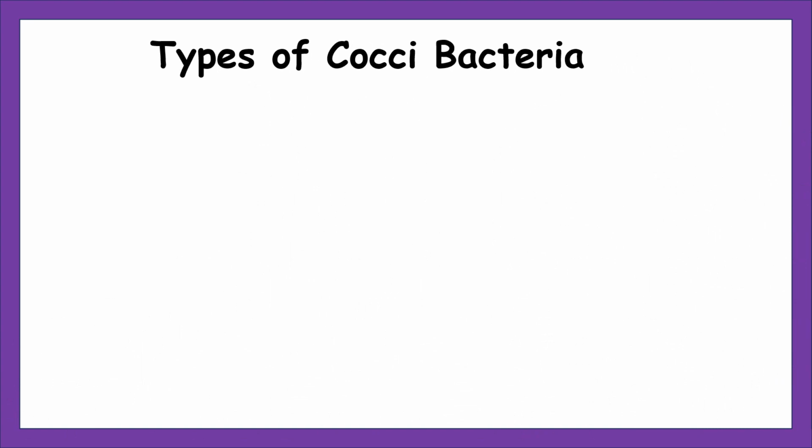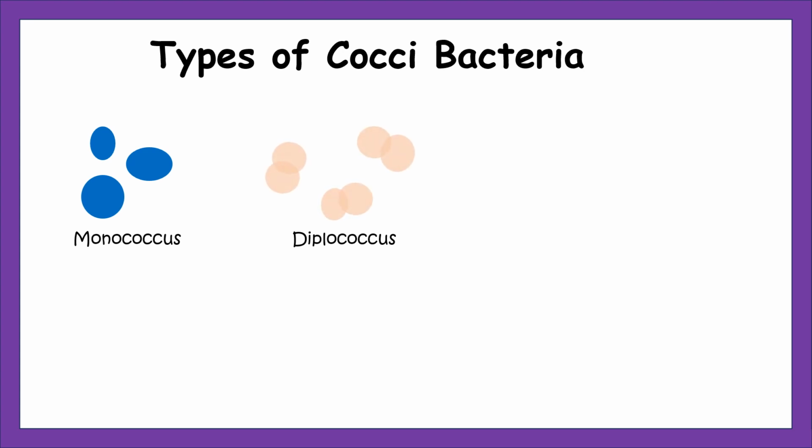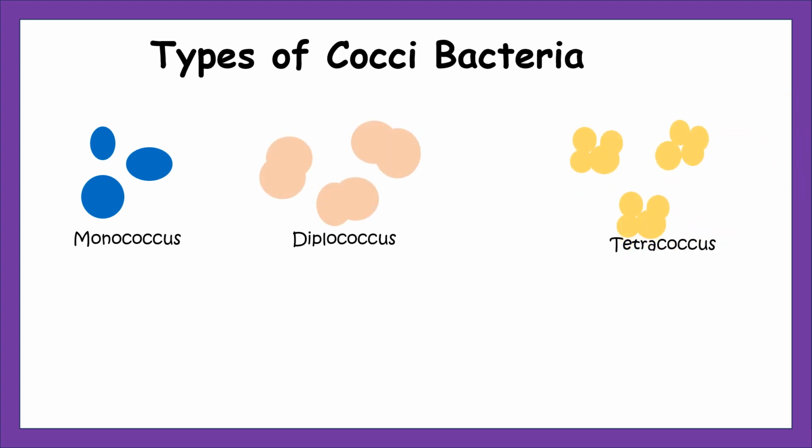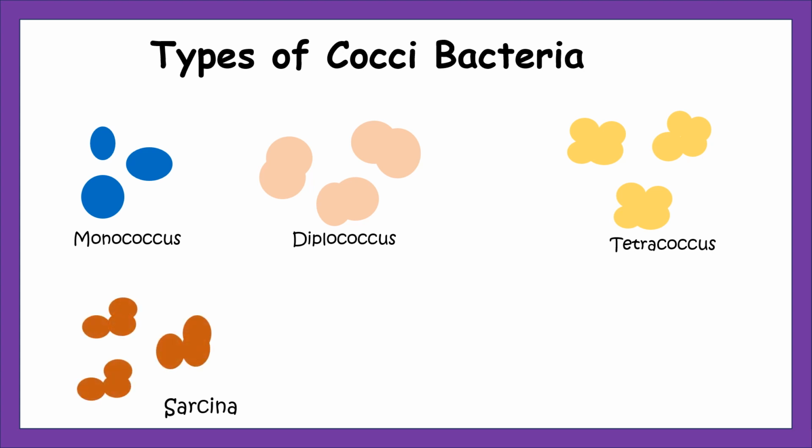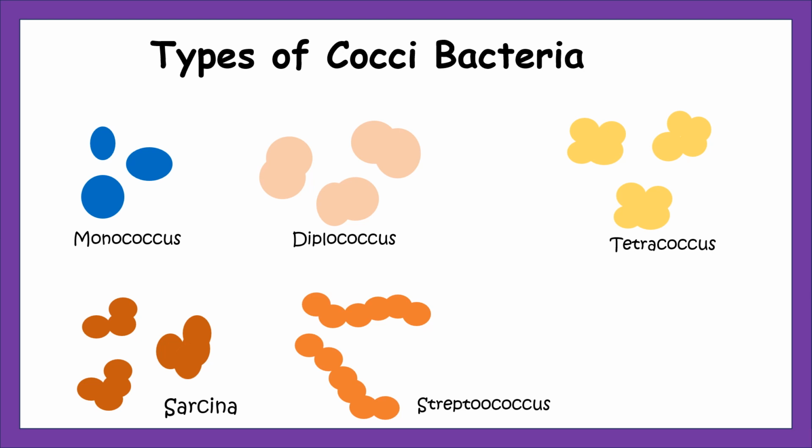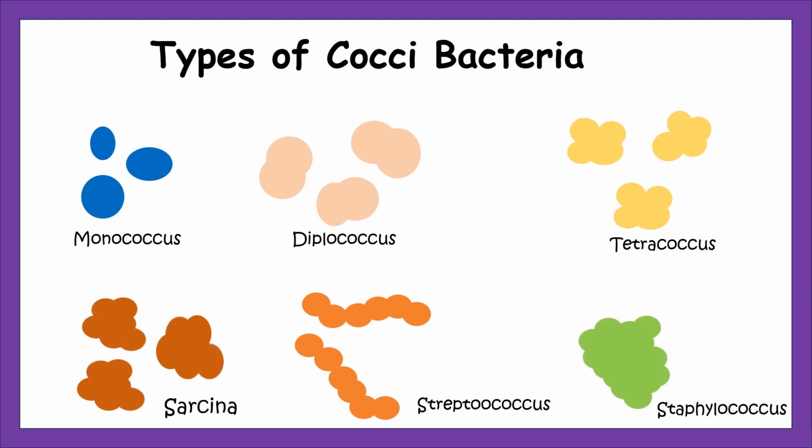Move to the types of cocci bacteria. First one is a monococcus. Second one is a diplococcus. Third one is a tetracoccus. Fourth one is a sarcina. Fifth one is a streptococcus, and sixth one is a staphylococcus. These are the types of cocci bacteria.